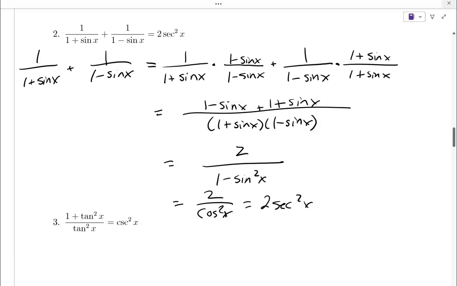So notice most of this was algebra. We wanted to add two fractions together, so we got a common denominator, added them, simplified as much as we could, and said, oh hey, I recognize the denominator now as something else trigonometrically, and then moved it up using another trig identity. Questions on that one?